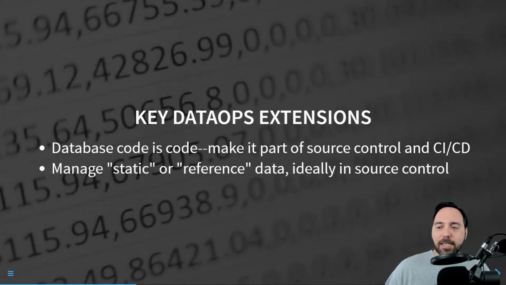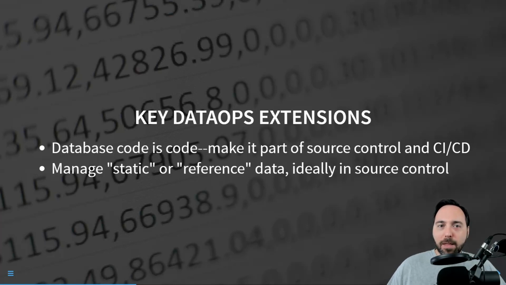So DataOps says, well, hey, database code is code. It's not some special thing. Make that code part of source control. Make it part of your CI/CD processes. And what I mean by database code, I'm talking about table definitions, view definitions, stored procedures, even functions. I'm talking about even static data or reference data. We can still manage that in source control. And we need to be able to manage these changes over time.